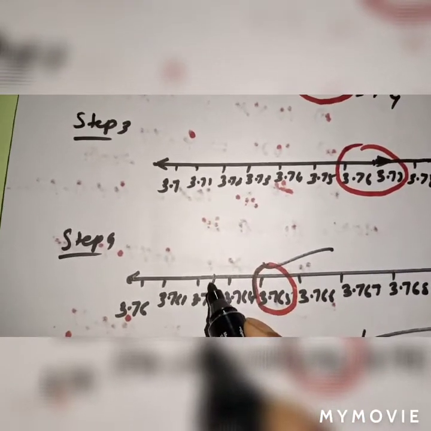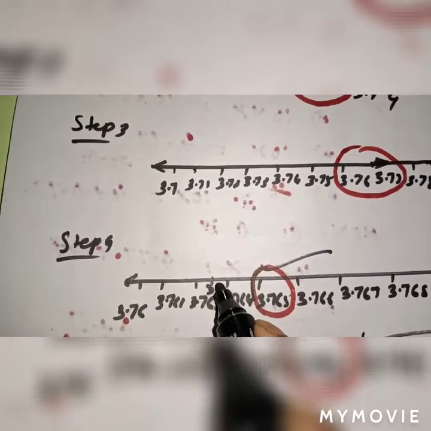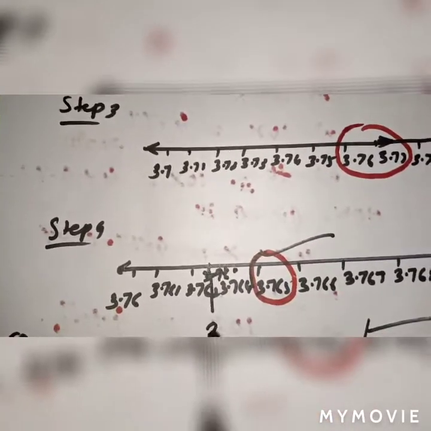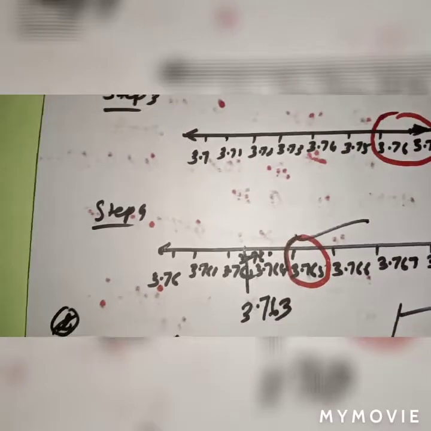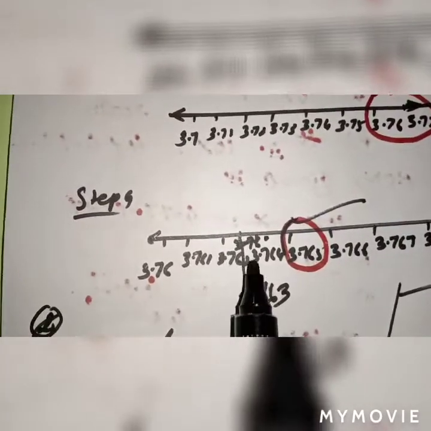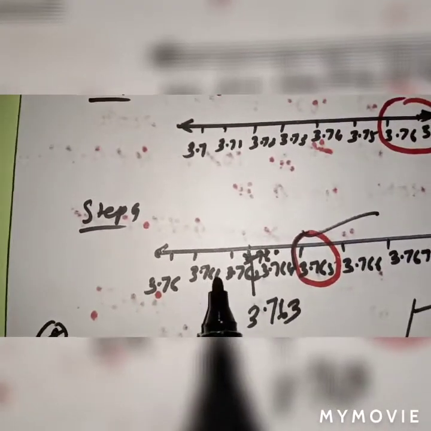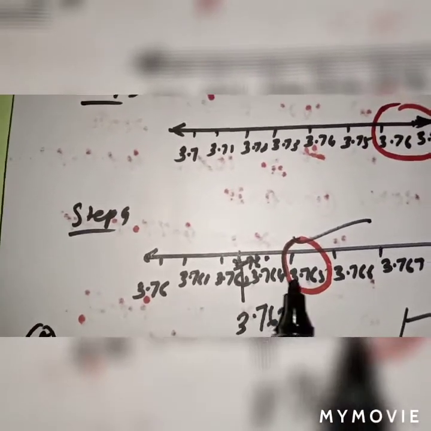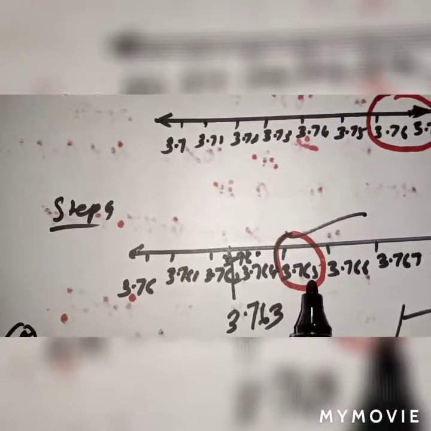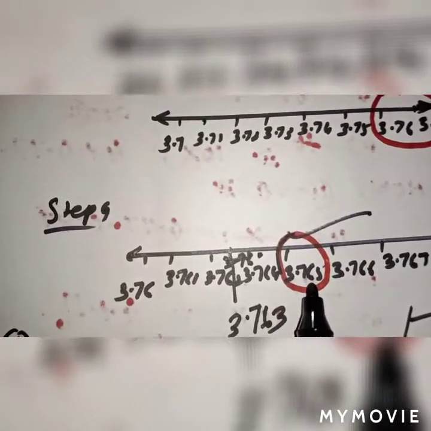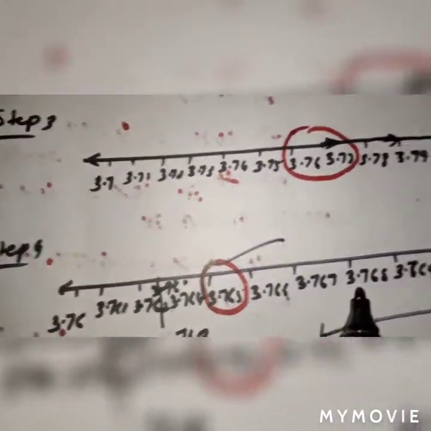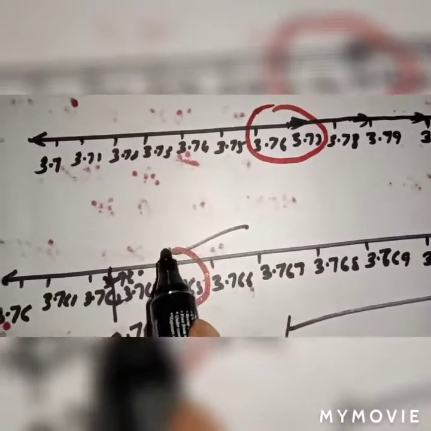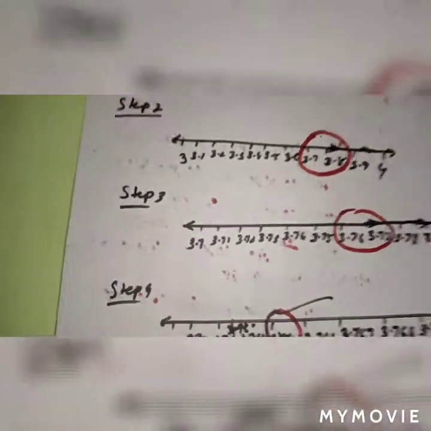You have to write down here, 3.763. Okay, like this you have to write. I forgot, that is why I have written here 3.761, 3.762, 3.763, then 3.764 serially like that, 3.765 and 3.766, then 3.77 at last, because it should lie here. At last we got 3.765 and this is the result.